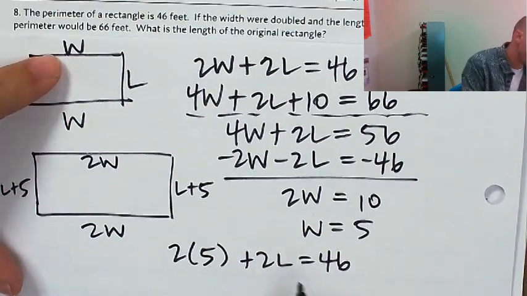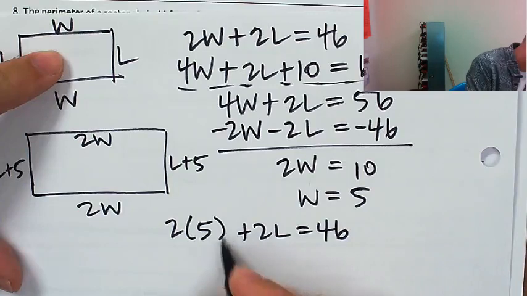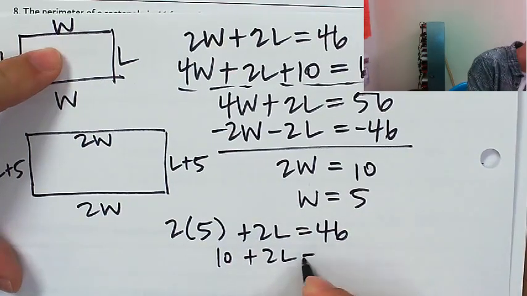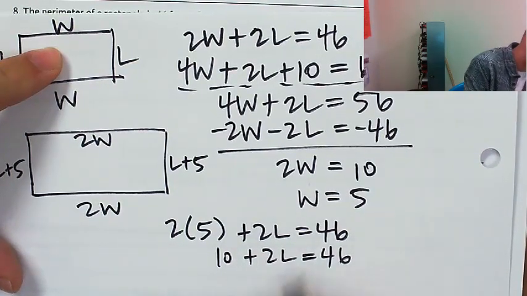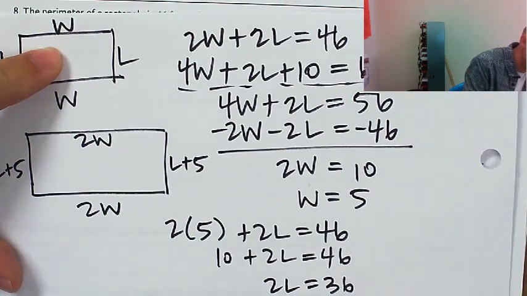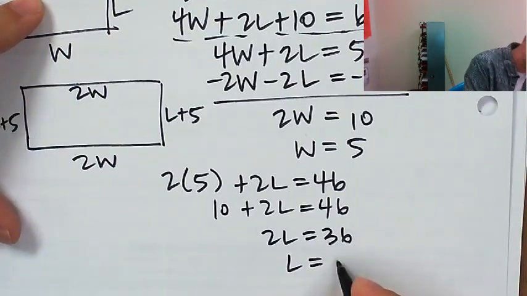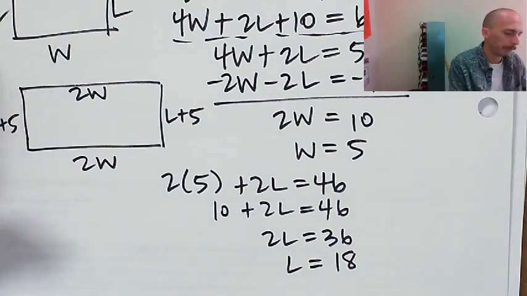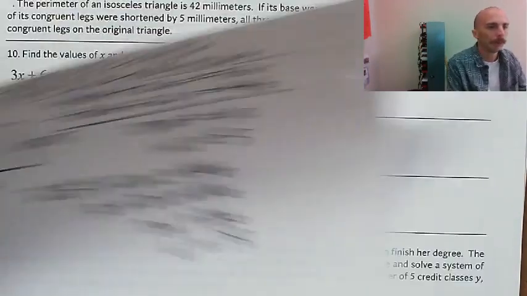10 plus 2l equals 46. So, okay, if I subtract 10, 2l is going to equal 36, and then I divide by 2, and the length of the original rectangle is 18. All right, that was a good one.